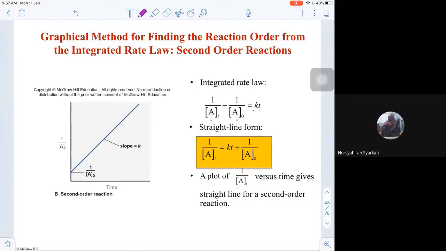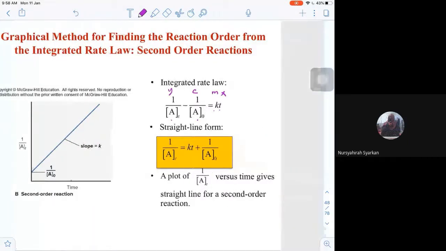So if we compare it with y equals mx plus c, then 1 over A naught will equal c, k is the m, t is the x, and 1 over At is y. Rearrange the equation and make y the subject.